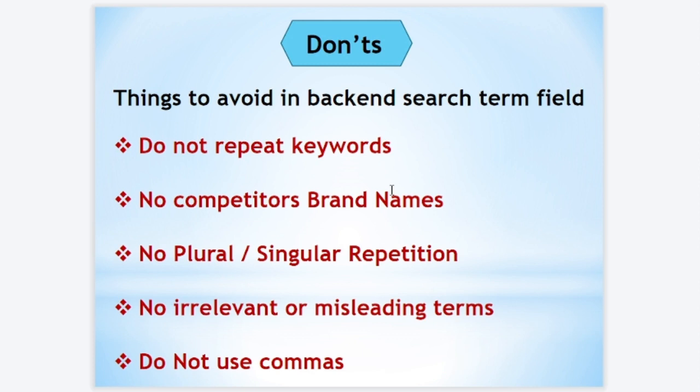Another thing is adding plurals and singulars. This is not needed, okay? Amazon will be considering both for one. If you add one keyword, let's say your keyword is towels, it's okay to add towel. You do not need to add towels as well, right? So it's okay to add one variation of your keyword. You do not need to add both singular and plural, okay? So these were the things that we should be avoiding while optimizing backend search terms.